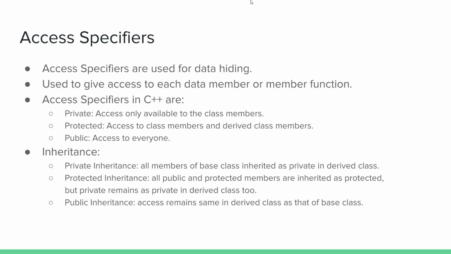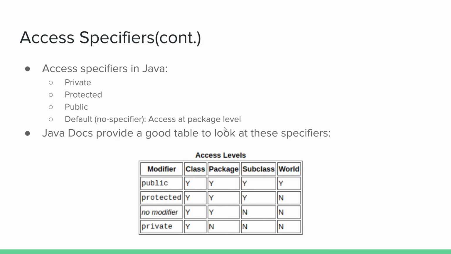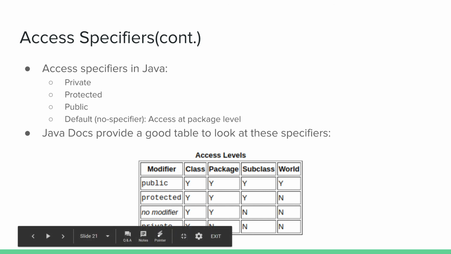So, in Java, we have all the three access specifiers that were there in C++, but we add one more, the default one, which gives the access at package level.